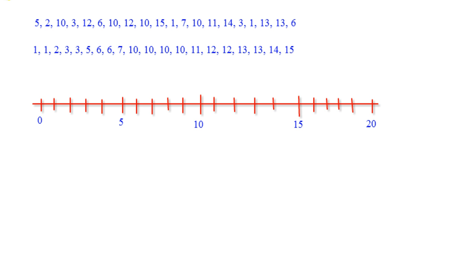When working with this, first off, you're going to want to mark off the lowest number. The lowest number is 1, the highest number is 15. So I'm going to have these be the tips of my whiskers at 1 and 15.